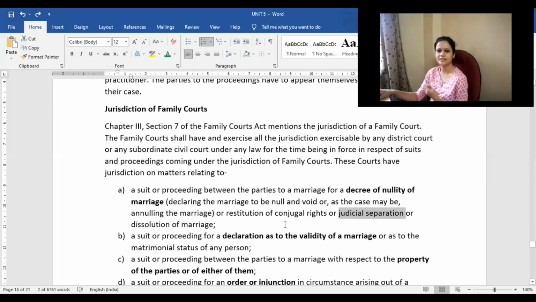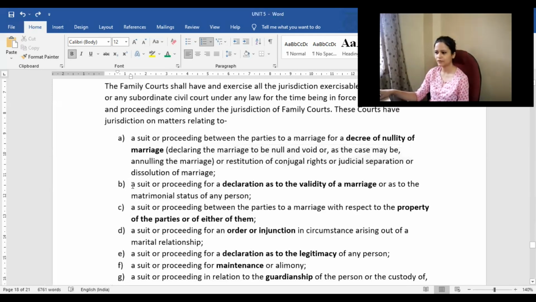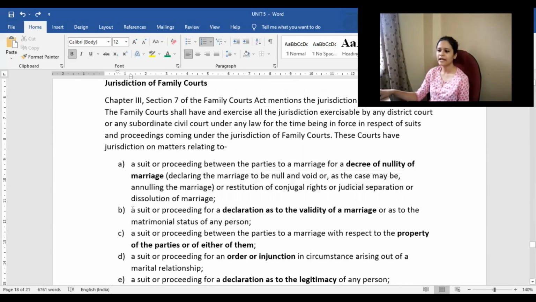So in all these matters, family courts will be having jurisdiction if someone wants a marriage to be declared as null and void, for restitution of conjugal rights, for judicial separation, for dissolution of marriage. All right, all these are matrimonial suits for which parties will approach family court. Then we have another one, a suit or proceeding for a declaration as to validity of a marriage or as to matrimonial status of any person.